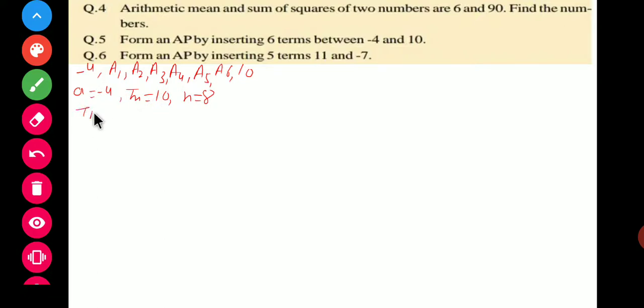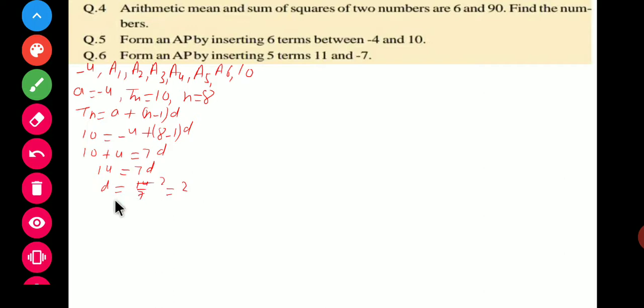So Tn is equal to a plus n minus 1 into d. So Tn is given as 10, a is -4, plus n is 8 minus 1 into d. So here is 10 plus 4 is equal to 7d. It is 14 is equal to 7d. So we can find d, that is 14 upon 7. So cancel out. So we get d as 2.